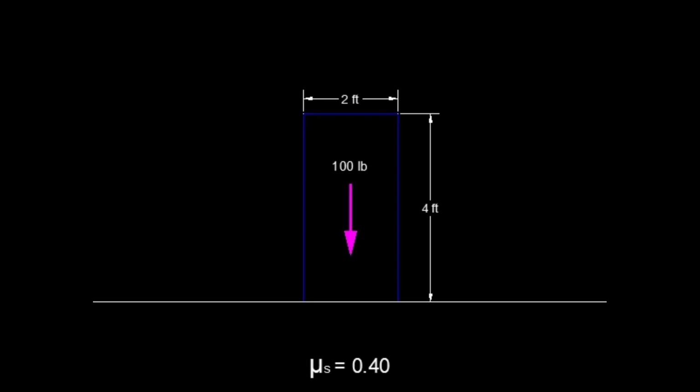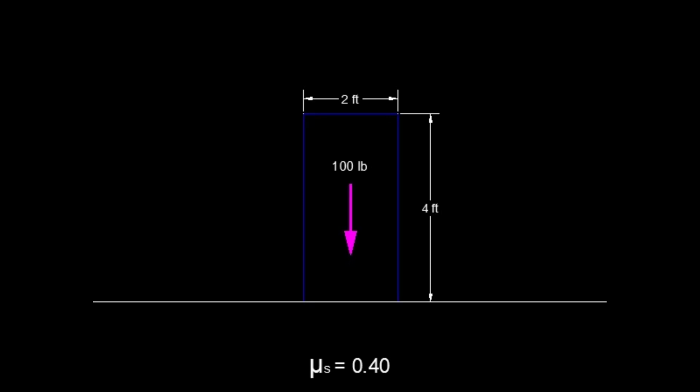In this friction problem, we're going to be looking at a box on a flat surface, and we're going to investigate both the slipping and tipping that could occur. Okay, so in this box we've got a 4-foot high box. It's 2 feet wide, and it weighs 100 pounds. And it is subjected to a force on the left at the halfway point, so 2 feet off the ground.